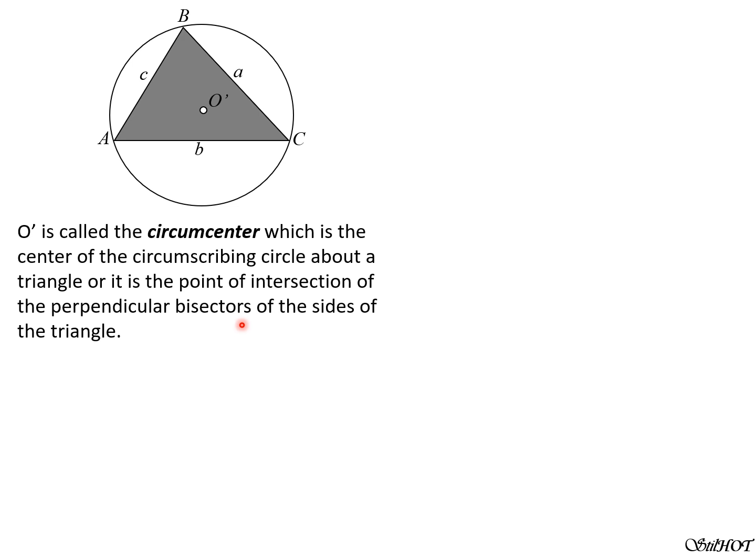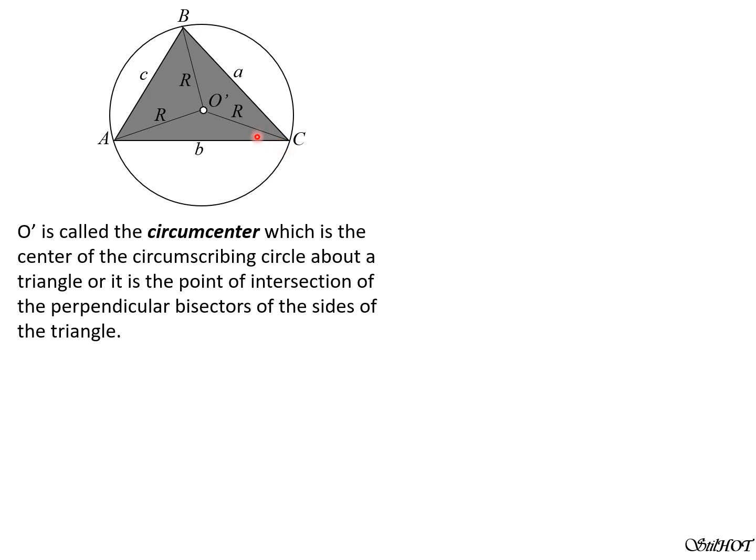So take note of the other definition of the circumcenter. It is also the point of intersection of the perpendicular bisectors of the sides. So if you locate the midpoint of each side, then we draw perpendiculars, then these perpendicular lines will meet at O, called the circumcenter. So that's R, that's also R, then R.